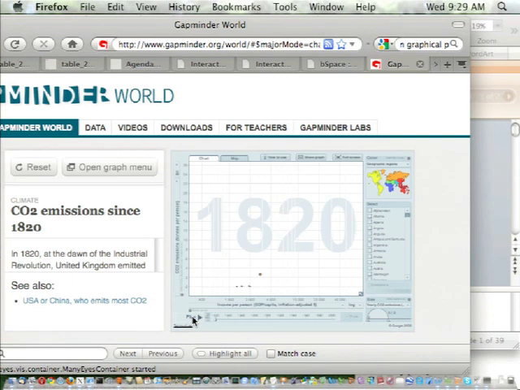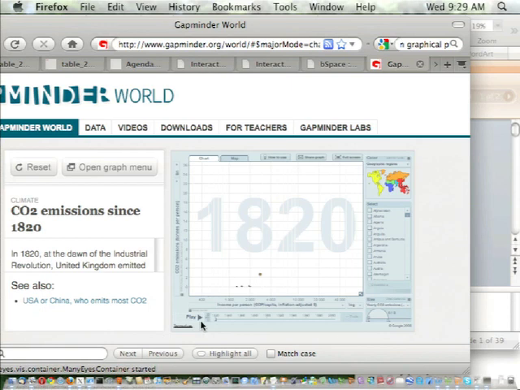Starting in 1820, there weren't very many countries emitting carbon dioxide. Do you have a guess as to which country is the one large circle here? The UK. If you put your mouse over it, it should pop up as the UK. I'm not sure why it's not.